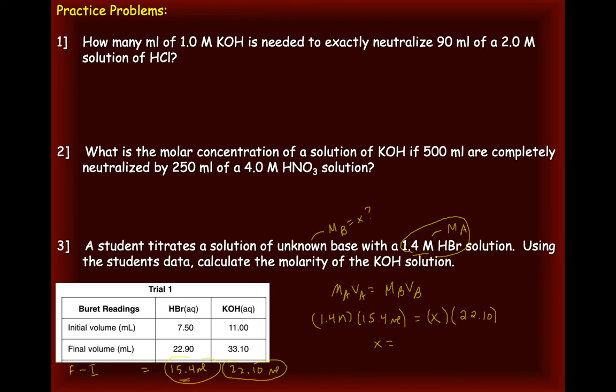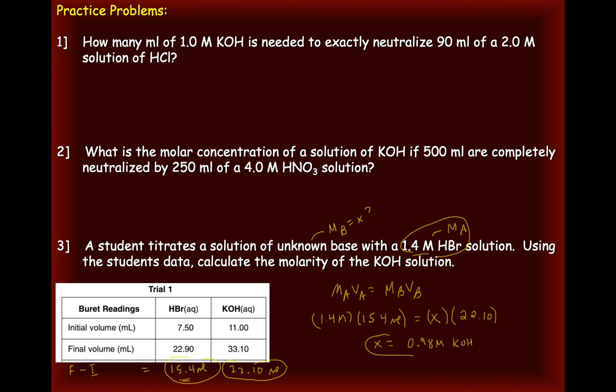Again, setting up is a big deal. Then we can take 1.4 times my 15.4, and that is divided by 22.1. I get about 0.98 molar, and that's going to be KOH because that's the base.